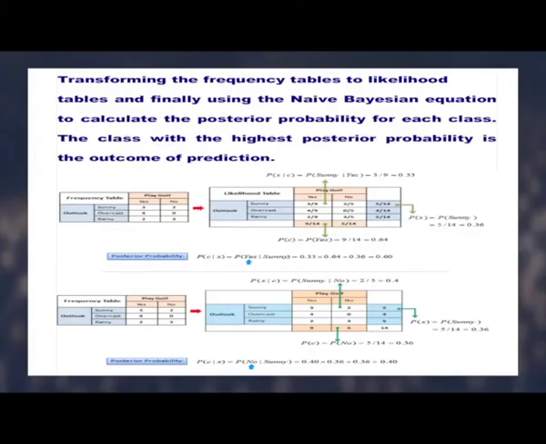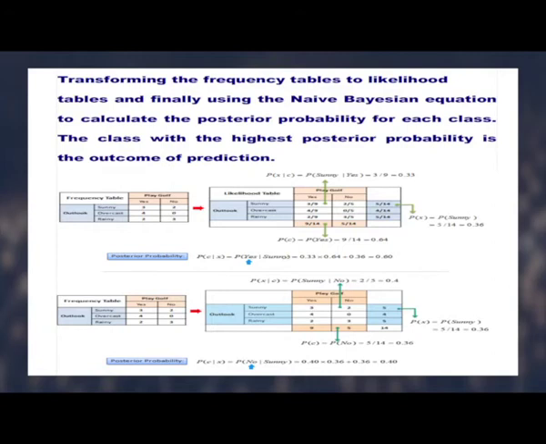In this example, the posterior probability is calculated by first constructing a frequency table for each attribute against the target. Then transforming the frequency tables to likelihood tables, and finally using the naive Bayes equation to calculate the posterior probability for each class. The class with the highest posterior probability is the outcome of prediction.